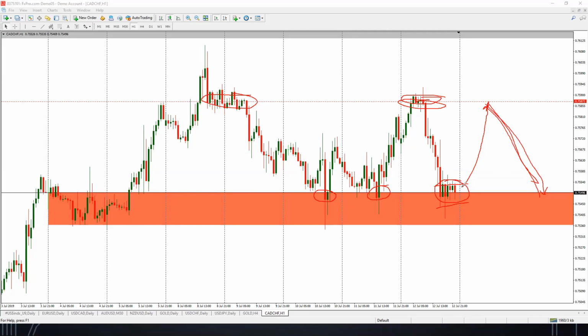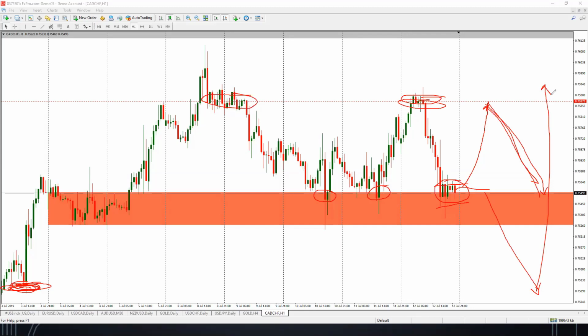But if it breaks from here and goes down, then you are looking at this level here, at the bottom left, as your next target to look for long positions.